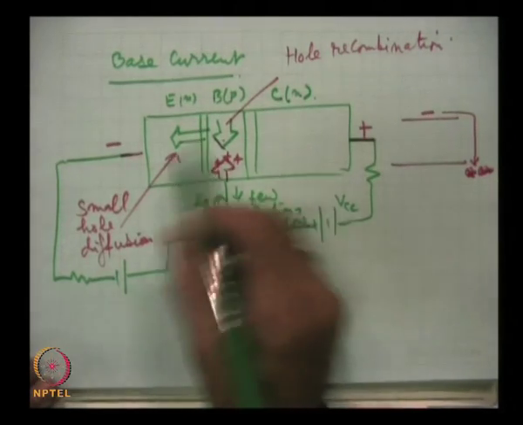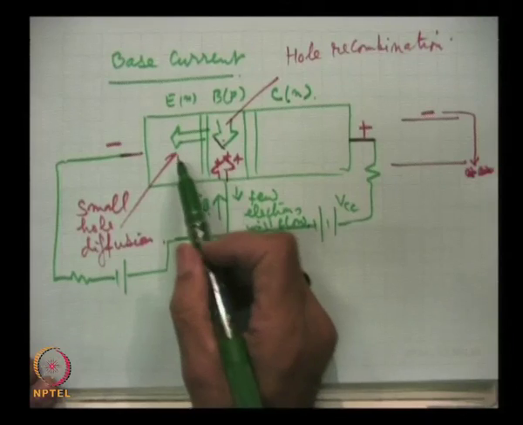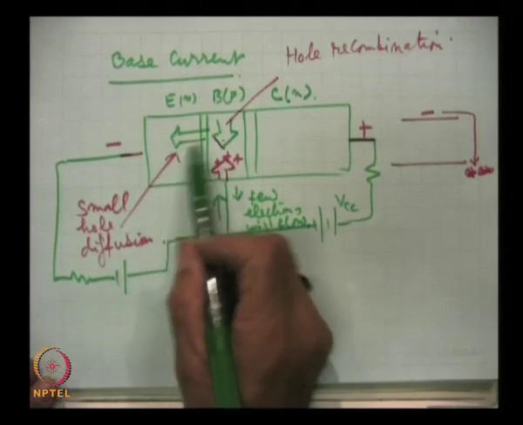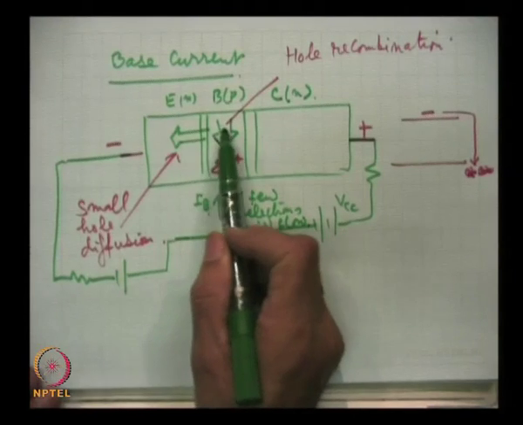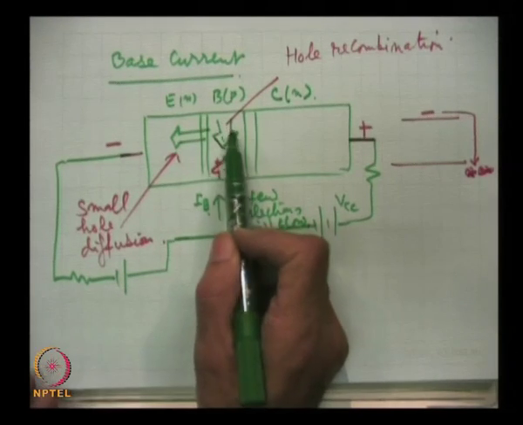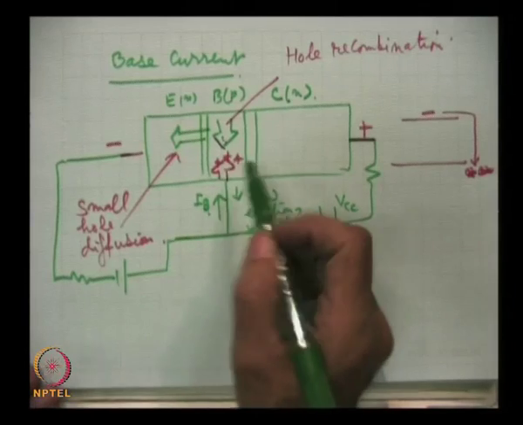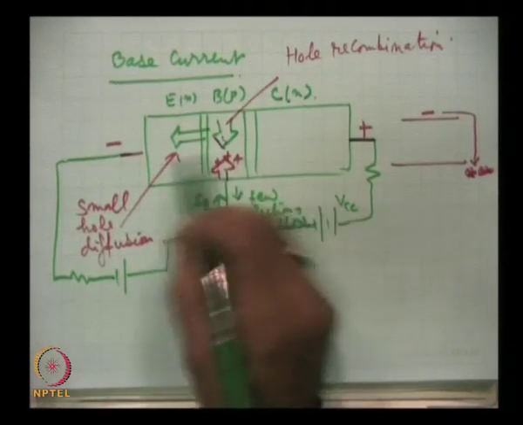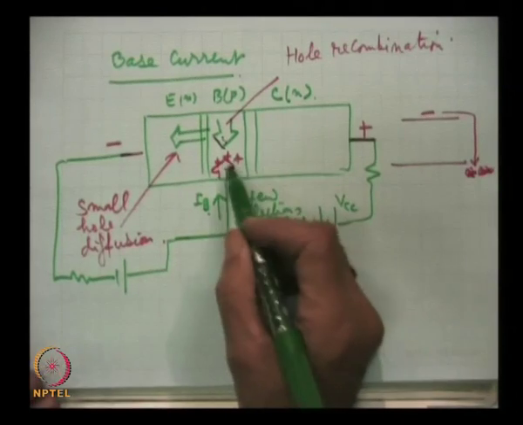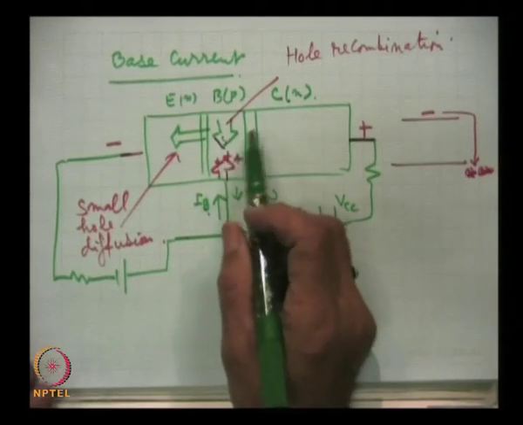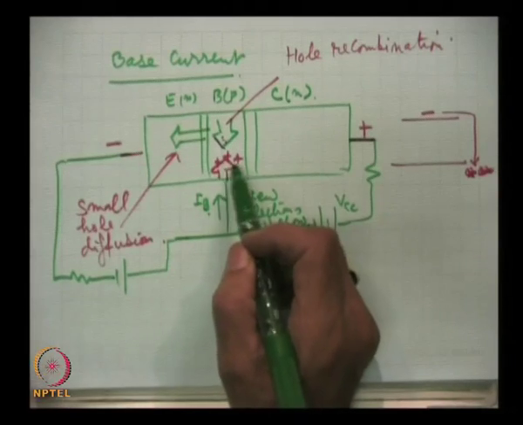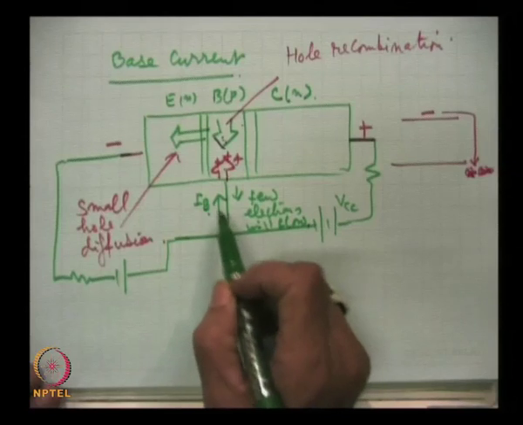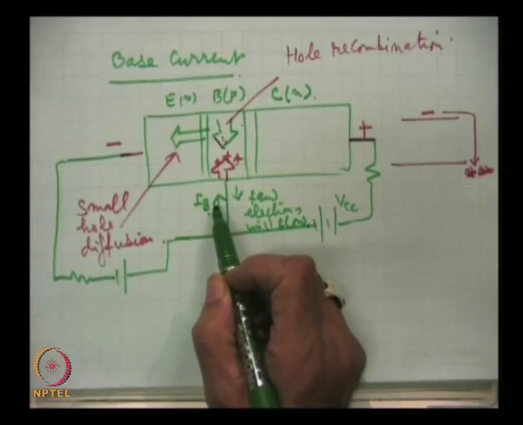Let me say it in another way: some holes are moving in this direction and diffusing, and electrons are recombining. So, those recombined electrons are in excess here, while the system overall has been neutral. So, those excess electrons, required to maintain the charge neutrality of this region, will be taken out, and that will constitute current in this direction.